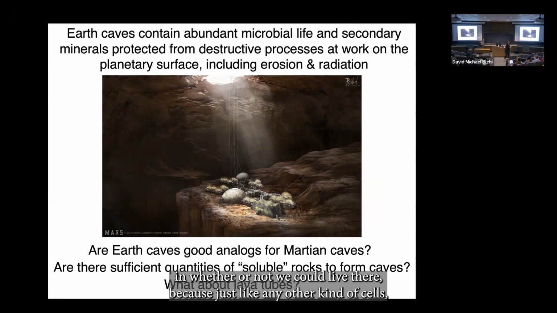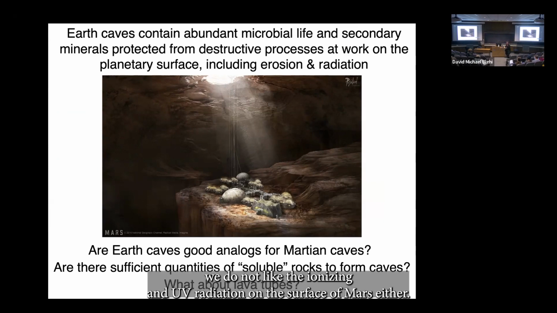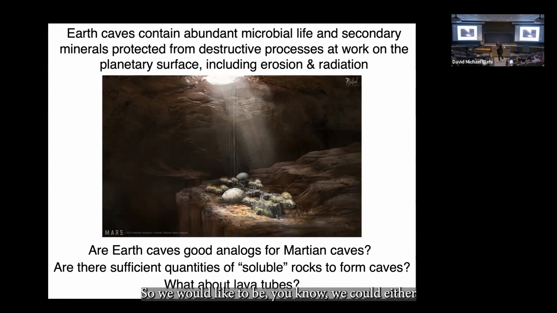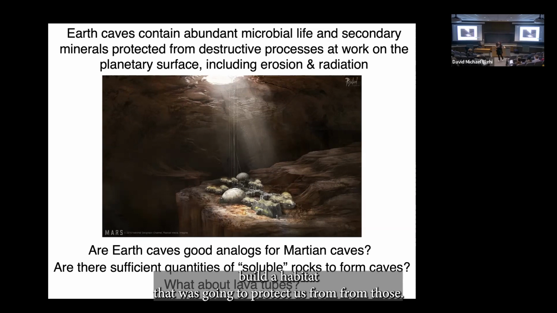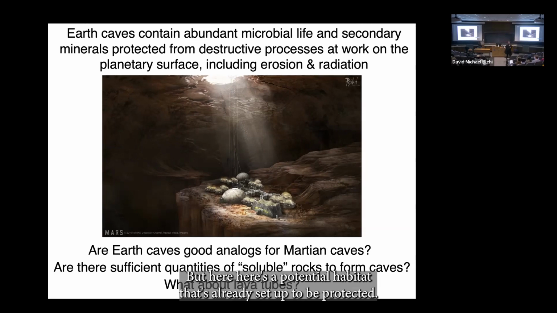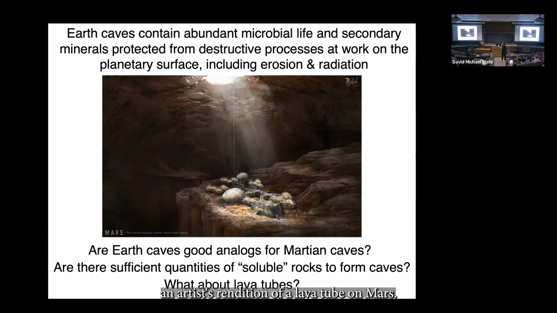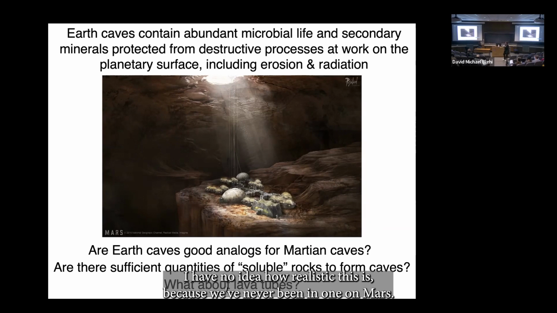Some people are interested in whether or not we could live there, because just like any other kind of cells, we do not like the ionizing and UV radiation on the surface of Mars either. So we could either build a habitat that was going to protect us from those, and that's possible. But here's a potential habitat that's already set up to be protected. This is an artist's rendition of a lava tube on Mars. I have no idea how realistic this is because we've never been in one on Mars.